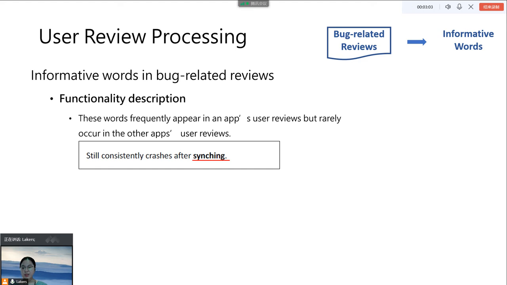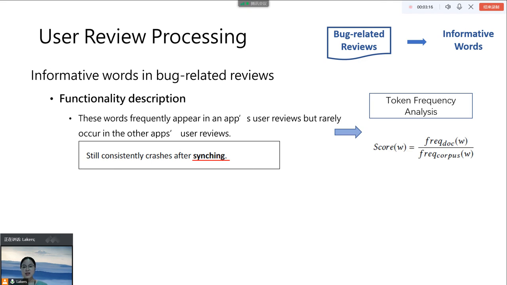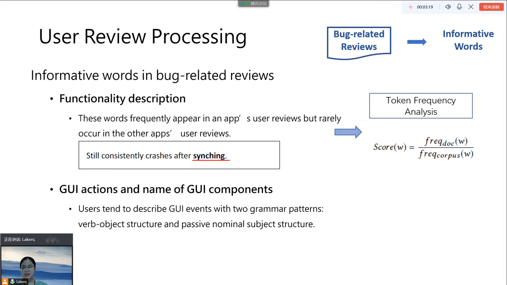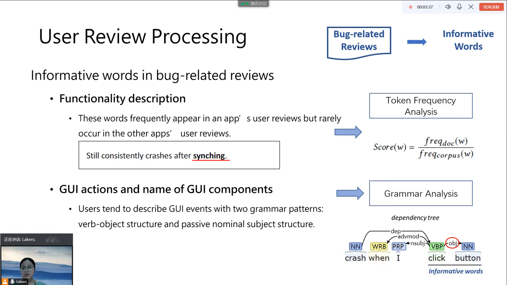The first one is functionality description. We find that these words frequently appear in an app's user reviews, but rarely occur in the other apps' user reviews. So we design token frequency analysis to extract these kinds of words. The second kind is GUI actions and GUI components. We find that users tend to describe GUI events with two grammar patterns: verb object structure and passive nominal subject structure. So we use dependency parsing to extract these words. These two kinds of words are merged and will serve as guidance in the next phase.